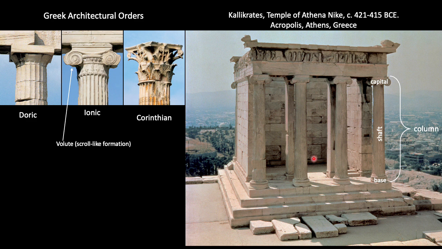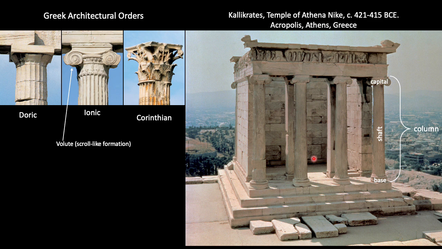In the photo on the right here, we have the Temple of Athena Nike on the Athenian Acropolis, which is a great example of ancient Greek architecture that uses this standardized post and lintel system. This was constructed between about 421 and 415 BCE by the architect Callicrates to house an important statue of Athena, the patron goddess of the city.